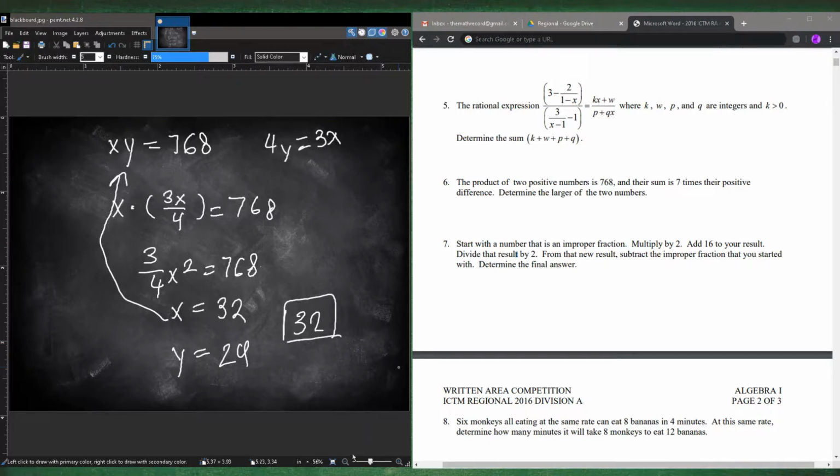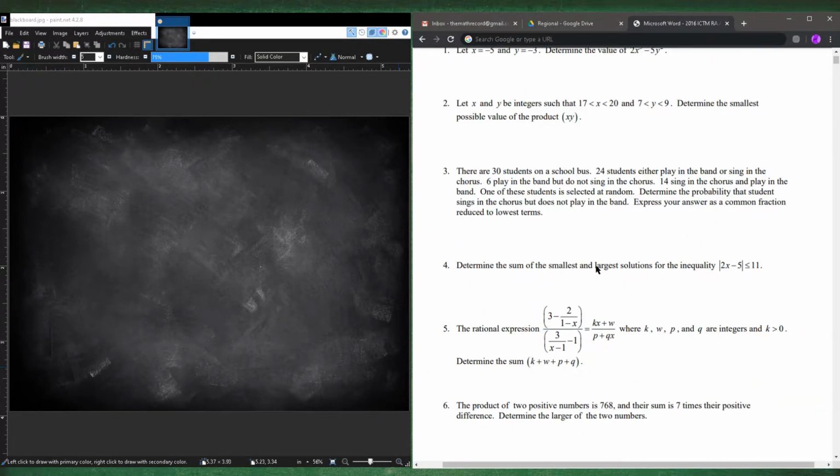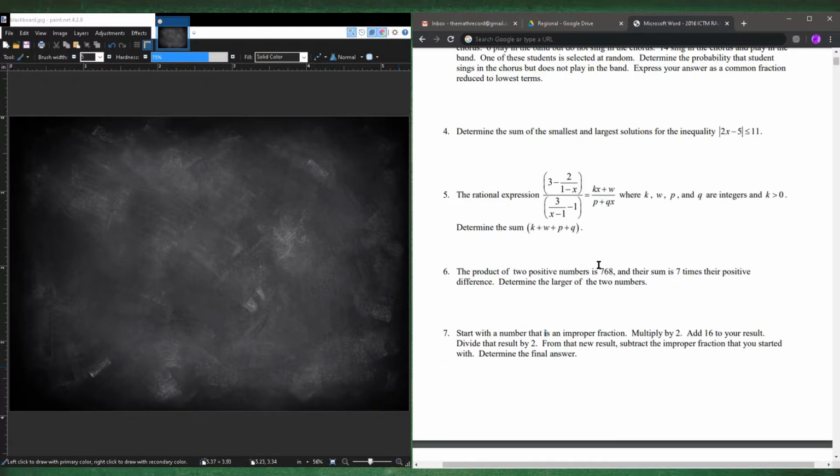Basically just that simple. So far, these questions aren't that difficult. Some of them are rewriting and just Venn diagrams and plugging in.